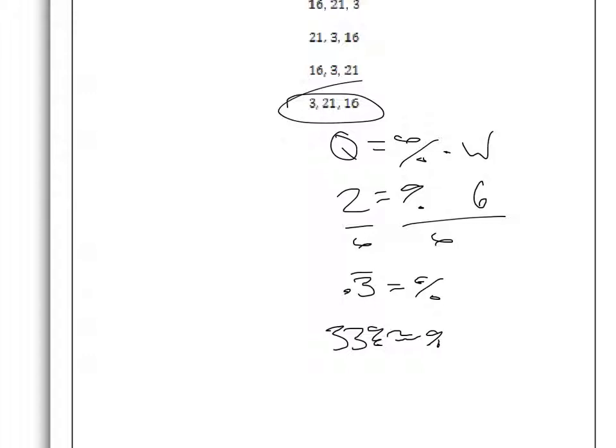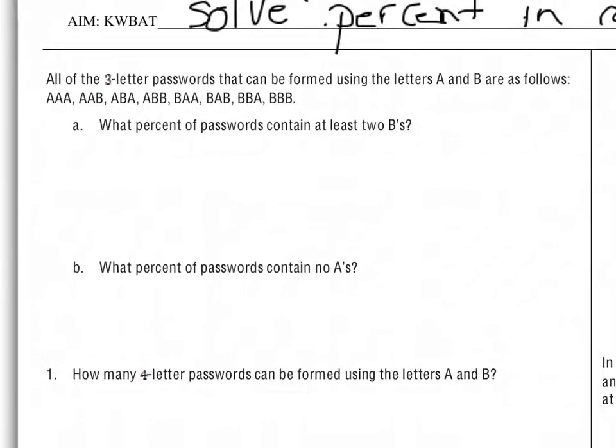Alright, let's flip on over and write down our aim for today. Alright, today's aim, Kipsters will be able to solve percent in counting problems. And actually, in a lot of ways, this is kind of a preview of some of the work that we're also going to be doing next unit when we get into statistics and probability.